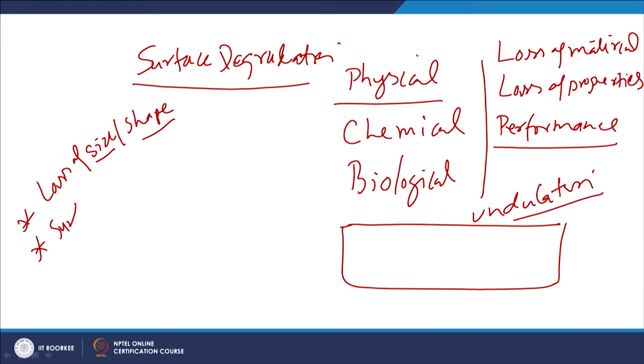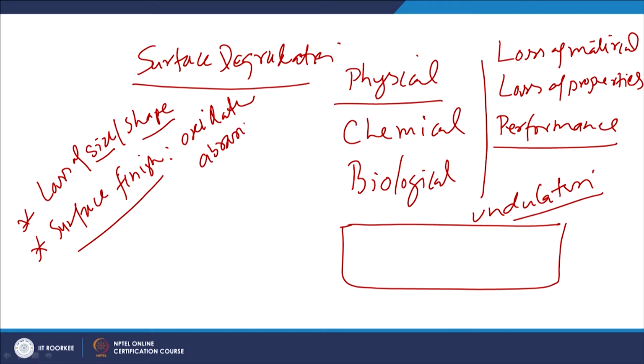The surface finish is also degraded or reduced, and this reduction may be attributed to factors like oxidation, the formation of abrasive marks on the surface, or rusting where chemical reactions take place. These things damage the surface finish or increase the roughness of the surface, which may lead to improper performance of the component.